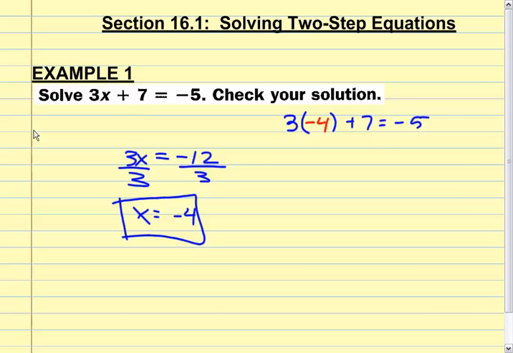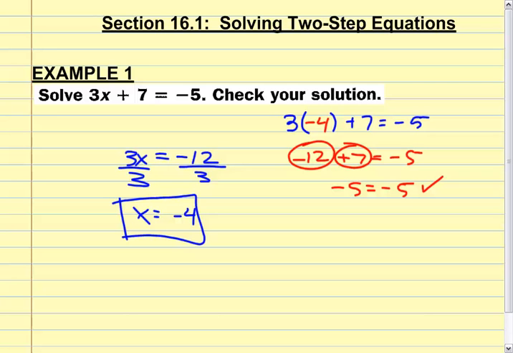What you should do is to simplify. You should do the parentheses and multiplication. So that is the equation, and 3 times negative 4 is negative 12. Negative 12 plus 7 is equal to negative 5. Can I simplify anything on the right side? No, I can't. Now I've got these two terms remaining on the left side. What do I get when I put negative 12 and positive 7 together? Negative 5. So did I get the right solution when I worked it out? Yes, I did, because this is a true statement.